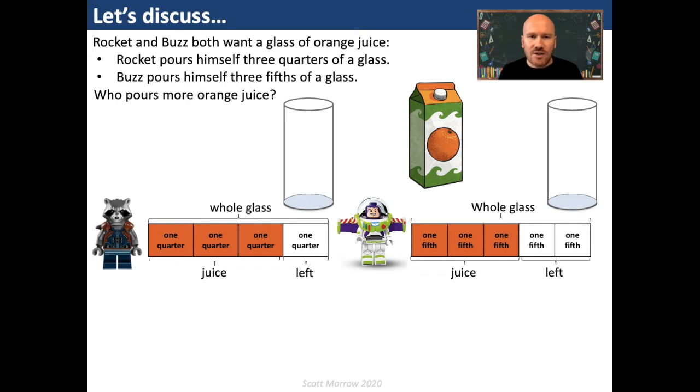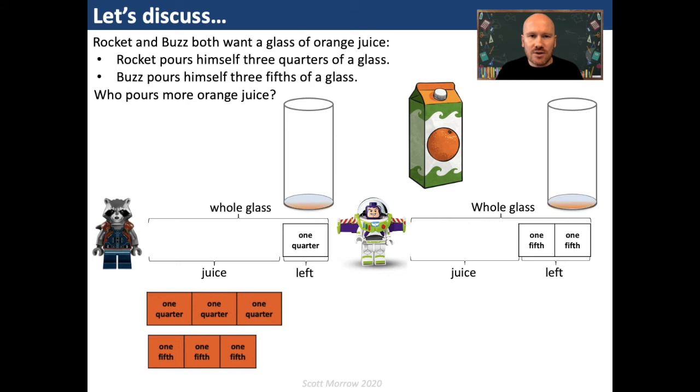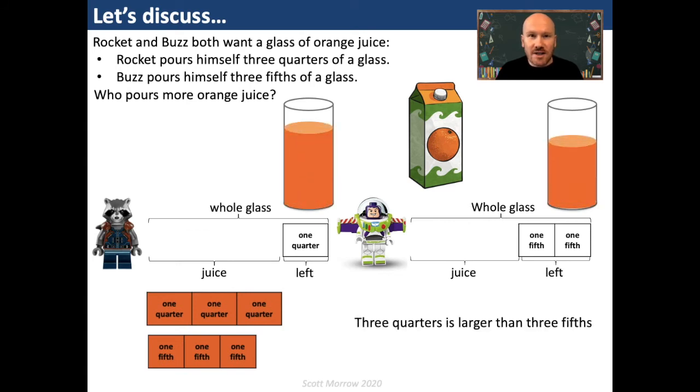When we made quarters, we split the whole bar into 4 equal parts. When we made fifths, we split the whole bar into 5 equal parts. That means that those quarters must be bigger than those fifths. And because we've got 3 of each, we can see that 3/4 must be greater than 3/5, which means Rocket has poured more juice.